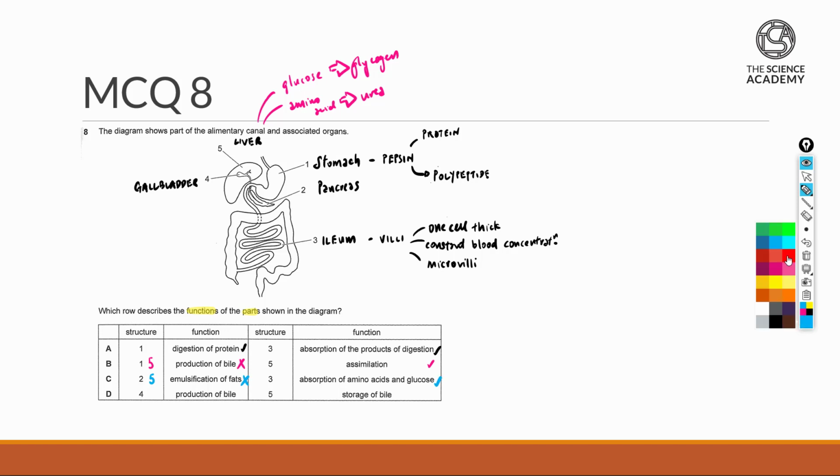So for the last option of D, 4, the production of bile is untrue. So production of bile again is done in number 5. Gallbladder, however, on the other hand, stores excess bile. And 5 itself, storage of bile. So this is a little bit of a flip case. This should actually be for option number 4. So the only option that has both ticks is going to be option A.